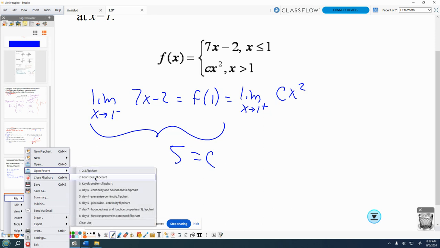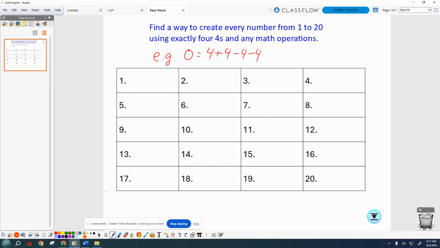So then, completely different. Here's your next thought challenge. Non-curricular math task. I want you guys to come up with ways to create the numbers 1 to 20 using exactly 4 4s and any math operation you want. So if you come up with one, like 0 wasn't in there, but I'll show you, look, I made 0 by saying 4 plus 4 minus 4 minus 4, I got 0.